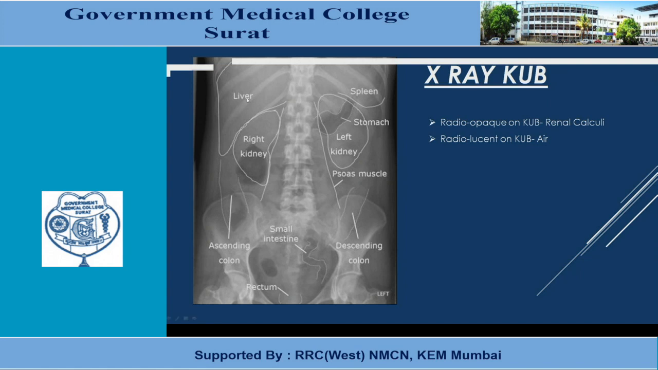This is the liver, a soft tissue opacity at the right upper quadrant. This soft tissue opacity at the left upper quadrant is the spleen. This is the soft tissue opacity shadow of the right kidney and left kidney. This black shadow is the stomach, so it is called a radiolucent area. This gas shadow, a radiolucent area, is the ascending colon, and this is the rectum. So on KUB, the structures which are brighter are called radio opaque, and the black dark structures are called radiolucent.